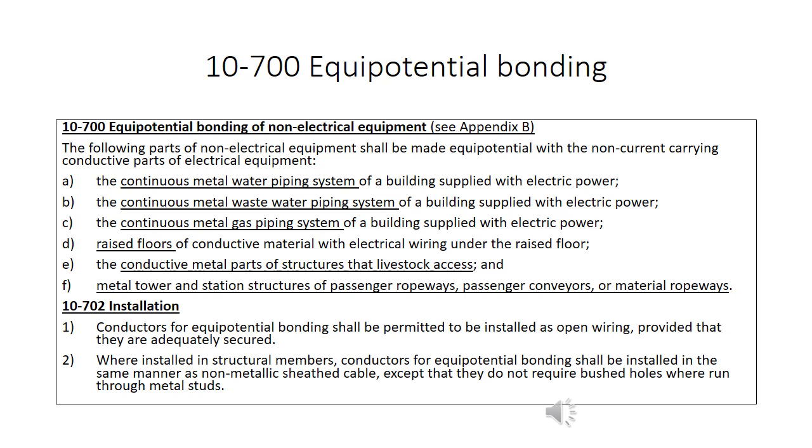Subrule C, the continuous metal piping, gas piping system of a building supplied with electric power. The gas line must be bonded. However, use extreme caution on this. Bonding must be completed on steel piping. You do not bond the flexible yellow stainless steel piping.